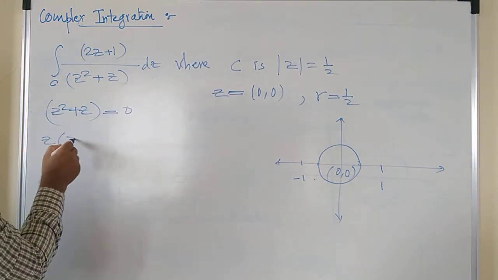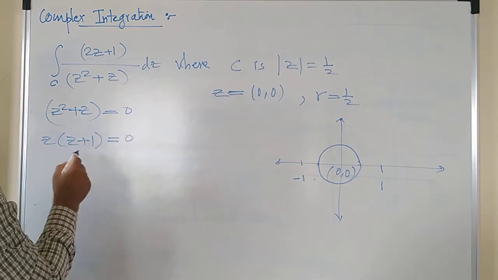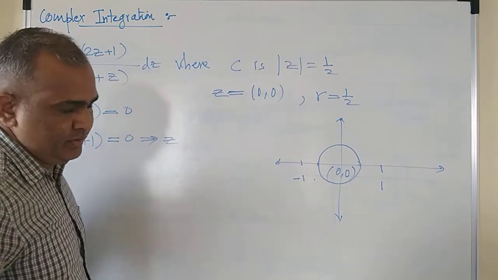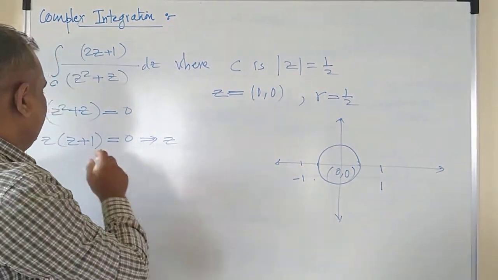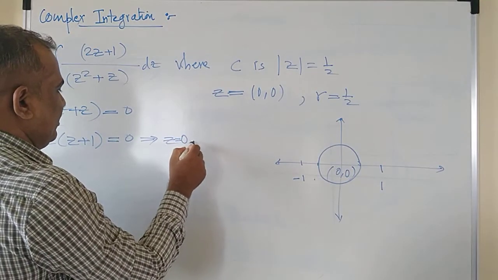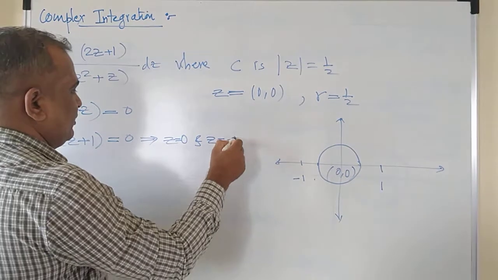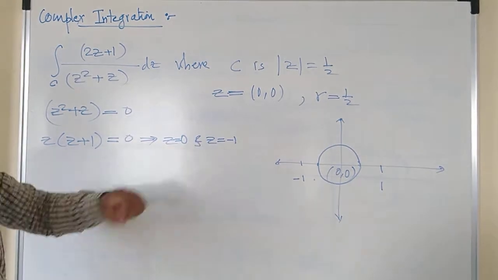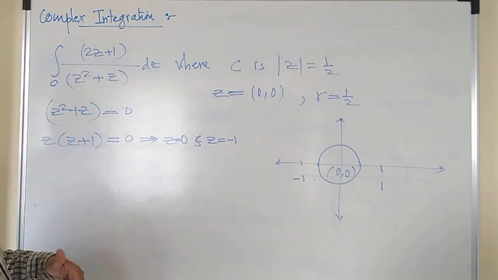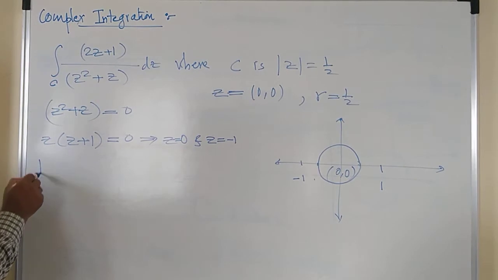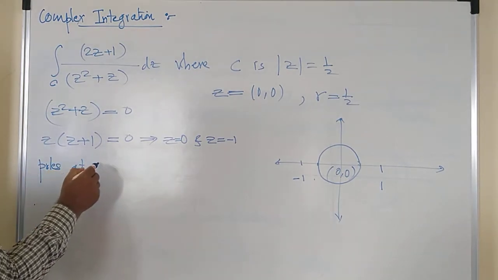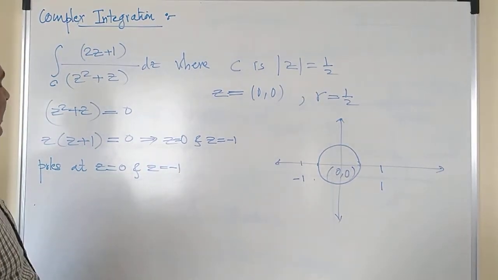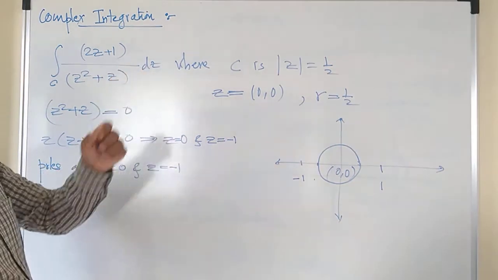This will give me z into z plus 1 equals 0, and thus this gives me two singular points, right? Z equals 0 is one singular point, and the other singular point is z equals minus 1. Got it? Z equals 0 and z equals minus 1 are the two singular points, and this is called f of z has poles at z equals 0 and z equals minus 1 of order 1. Its order is 1. Got it?